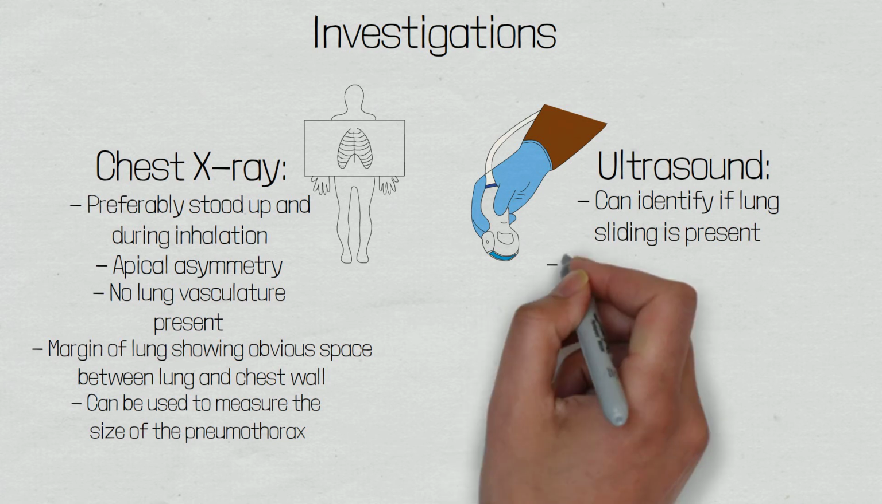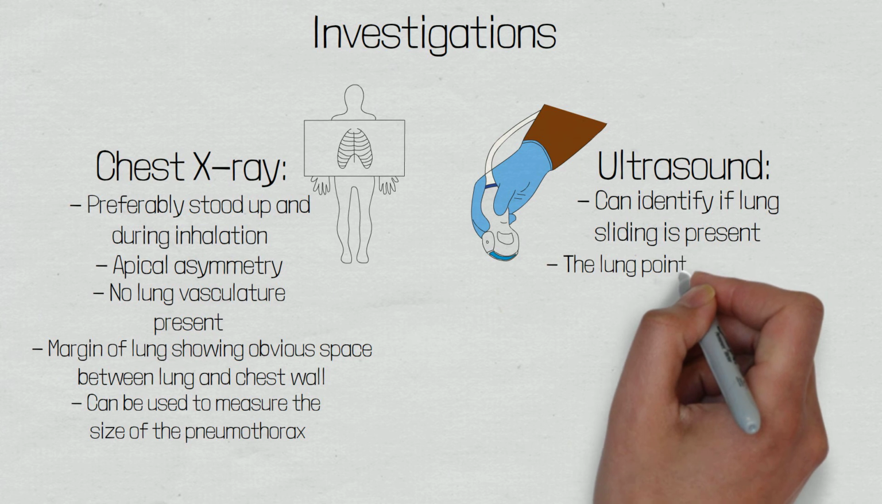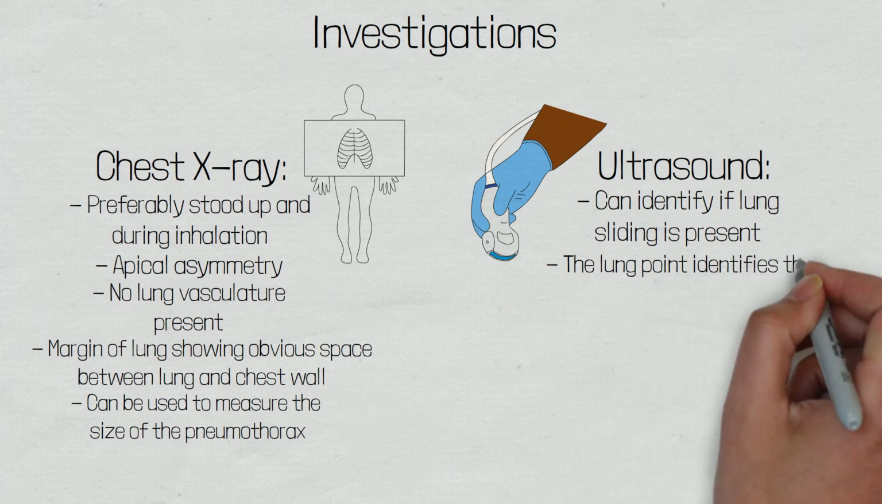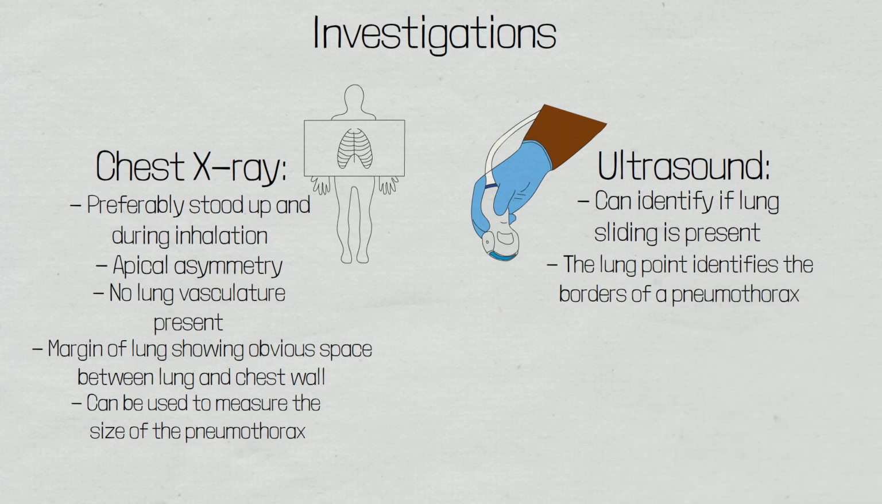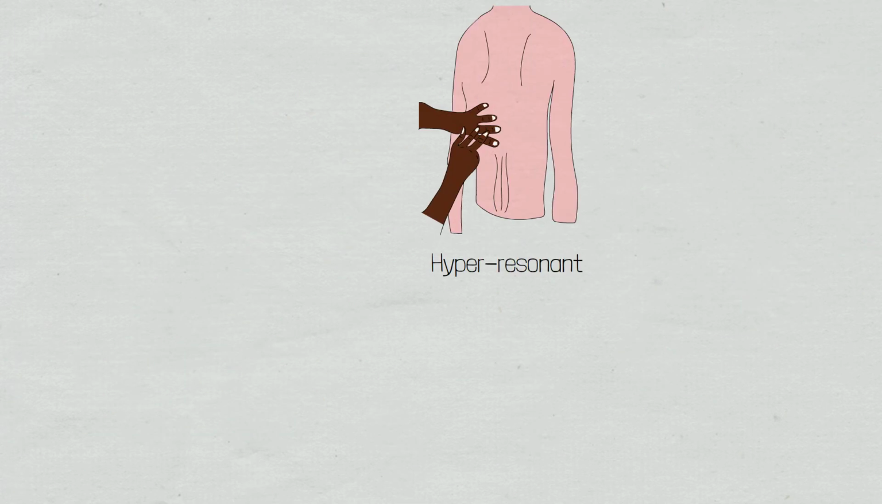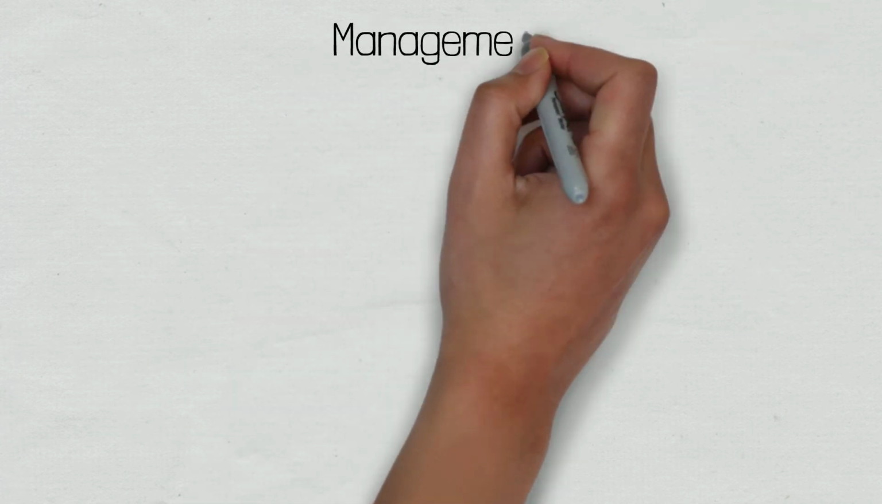If the lung point can be identified, which is the point of transition between lung sliding being present and then becoming absent, then this is a pneumothorax and defines its borders. Now let's look at the management of a pneumothorax and tension pneumothorax.